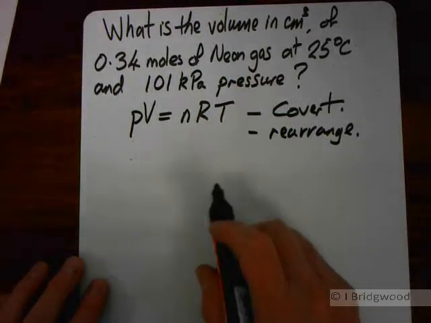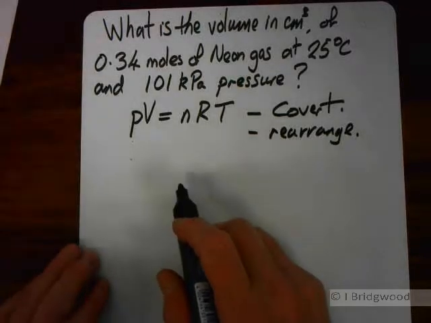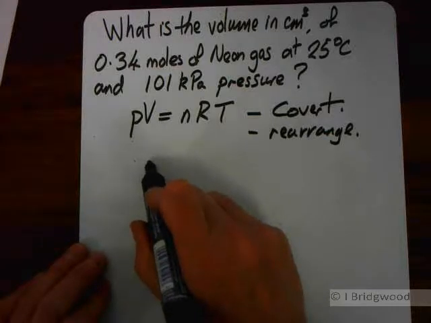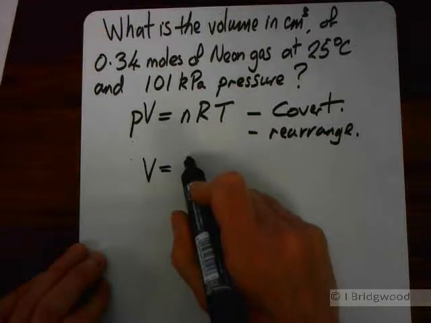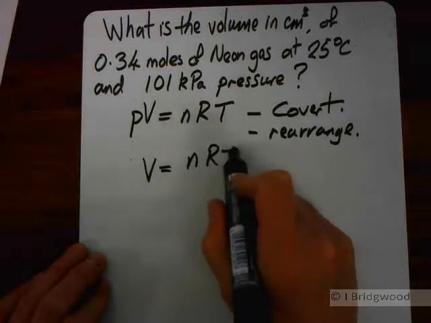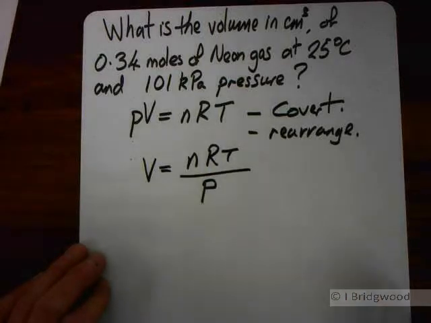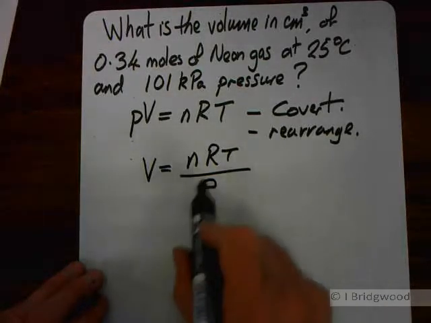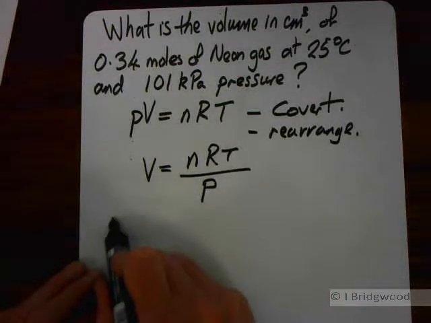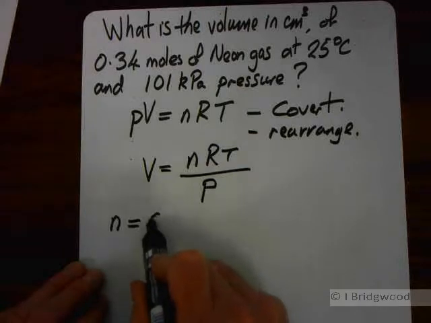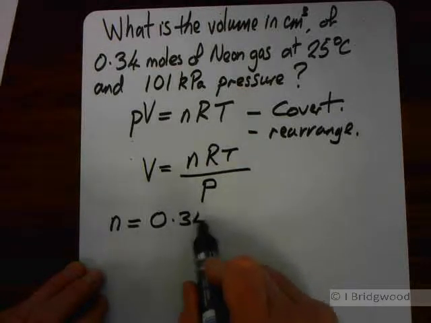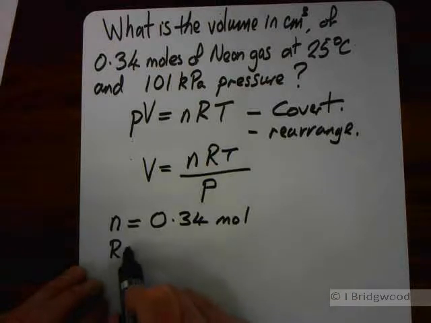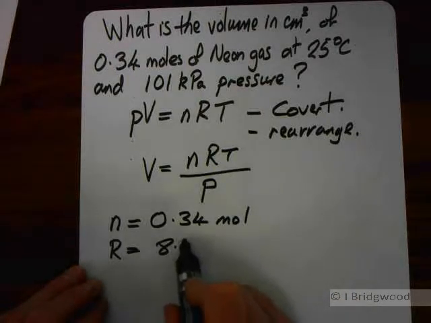So let's rearrange the equation to get V as the subject, so we can take P down to the other side and we get V equals nRT over P. So let's have a look at the values of the variables that we have. Well, n, that's very straightforward, 0.34 moles. R is the gas constant, 8.31.